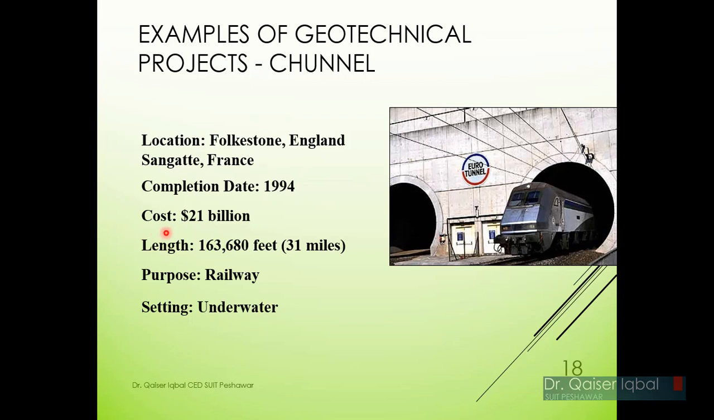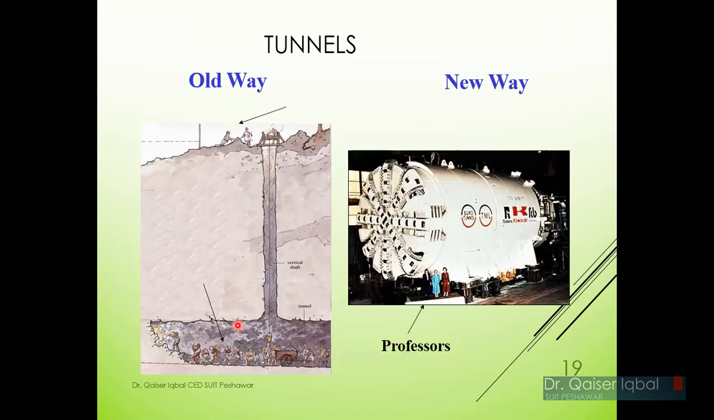The total cost was $21 billion at that time. The length is 31 miles. It's basically a railway tunnel. So all the cars or passengers basically mount on the rail, and it transports them to the other side. The setting is underwater. It is placed underwater. They used a lot of innovation in this as well.